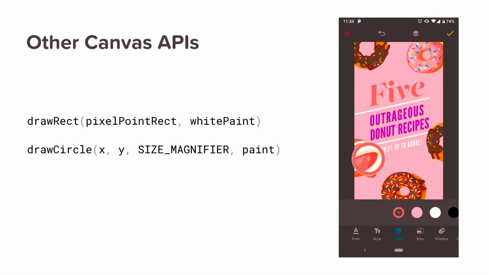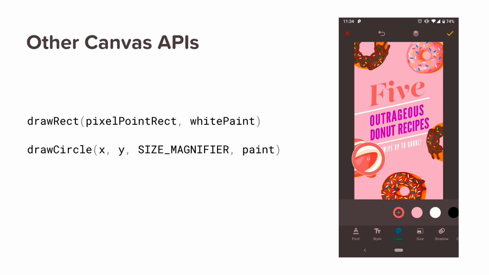Okay, but the canvas doesn't just have drawBitmap as an API. There are many, many functions. If you've looked at what a canvas can do, you can do many different things. You can draw a rectangle, a circle, paths, text. There are so many different APIs, and I'm not going to go through all of them today because it would take the whole night. But these are two others that I thought were pretty interesting.